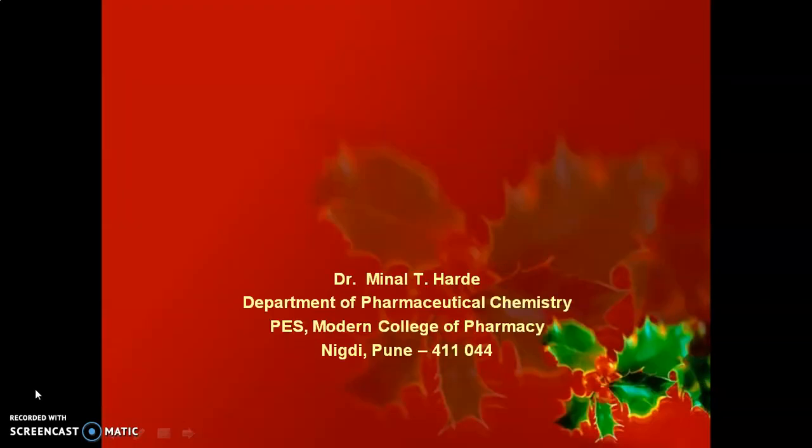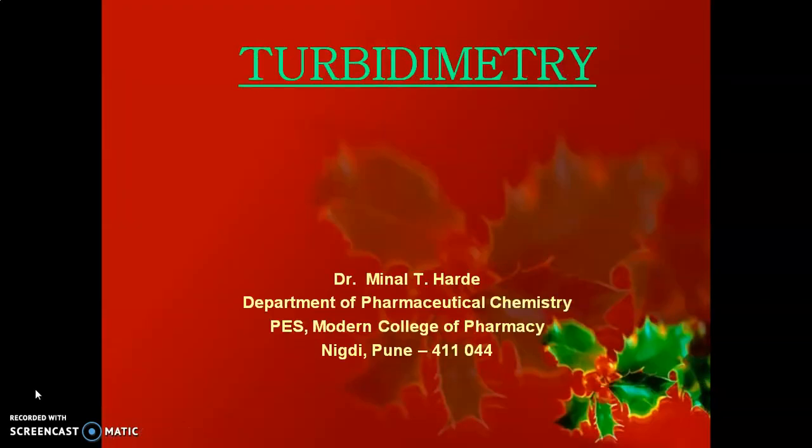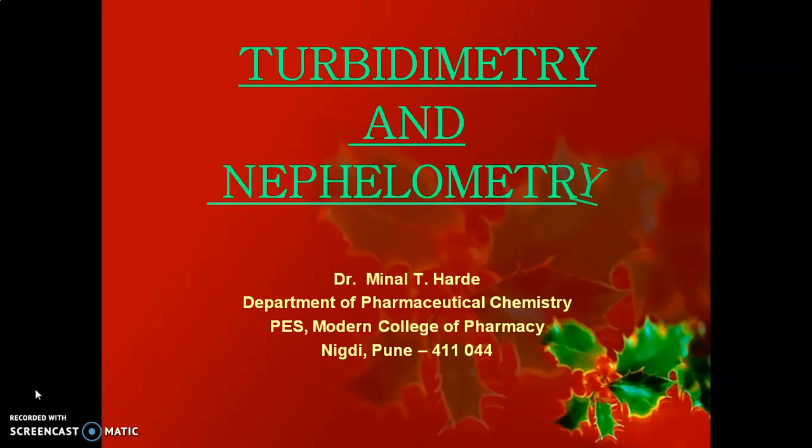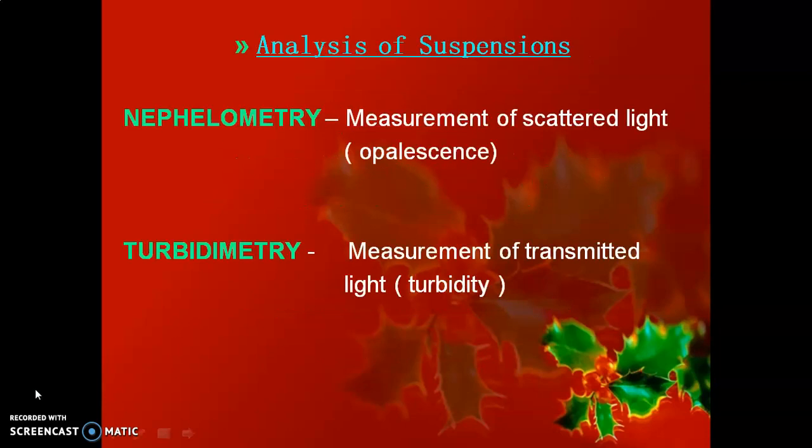Today we are going to see in detail the topic turbidimetry and nephelometry. Mostly turbidimetry and nephelometry techniques are useful for analysis of suspensions. Nephelometry is based on scattering of light. When scattering of light is measured, it is nephelometry; in the turbidimetry technique, transmitted light is measured.